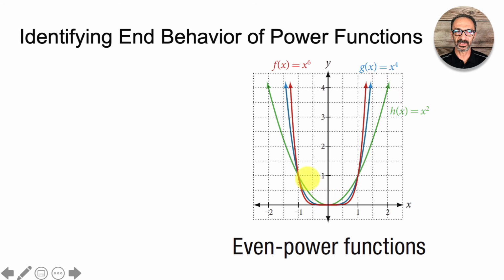The U shape is in green, but the difference now when you go to blue, which is x to the 4, after 1 it's steeper. It grows up faster.